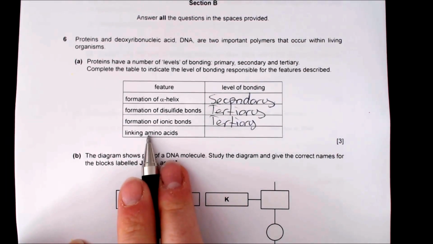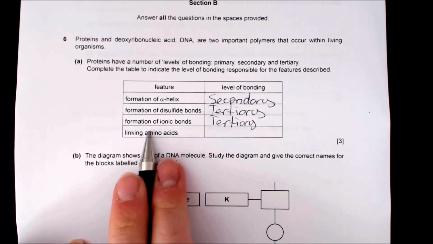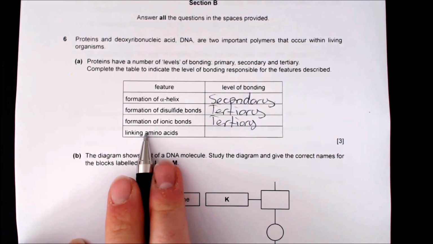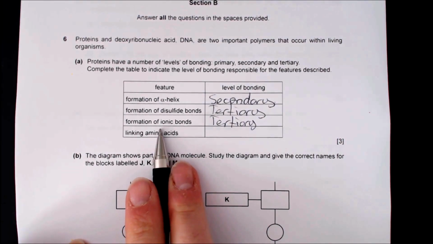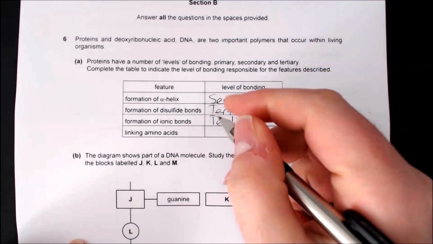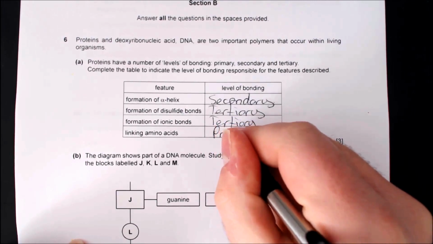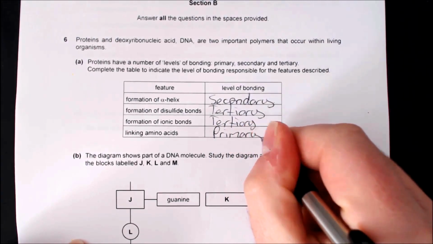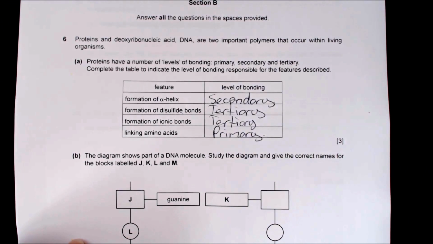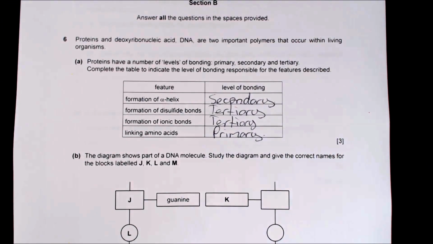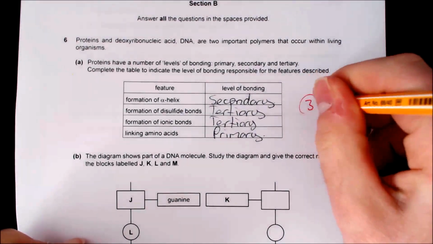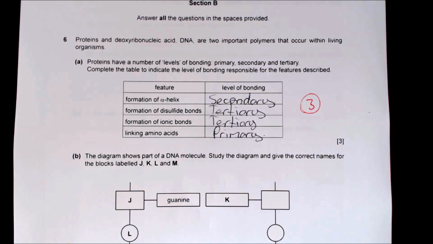And then the linking of amino acids. This is the most intricate part. This is the smallest bits that we're going to talk about. So this is what makes up protein. So this is going to be primary. This is very, very detailed. So we see this as the primary structure. That's the first bit we talk about when we're talking about the structure of protein. So you get 3 marks for all of that. You've just got to make sure you're aware of the different levels of bonding, of the protein structure. So you get 3 marks for that.